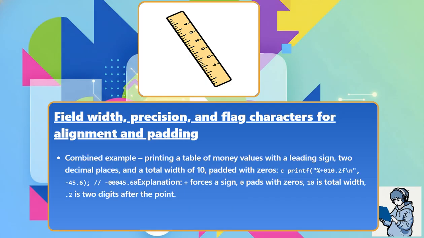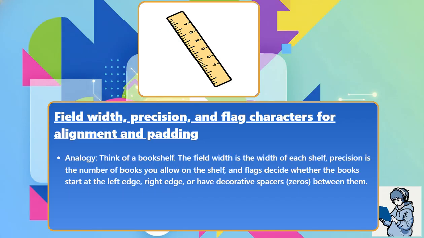Combined example: printing a table of money values with a leading sign, 2 decimal places, and a total width of 10 padded with zeros. printf("%+010.2f\n", -45.6); prints -000045.60. Explanation: plus forces a sign, 0 pads with zeros, 10 is the total width, .2 is 2 digits after the point. Analogy: think of a bookshelf.